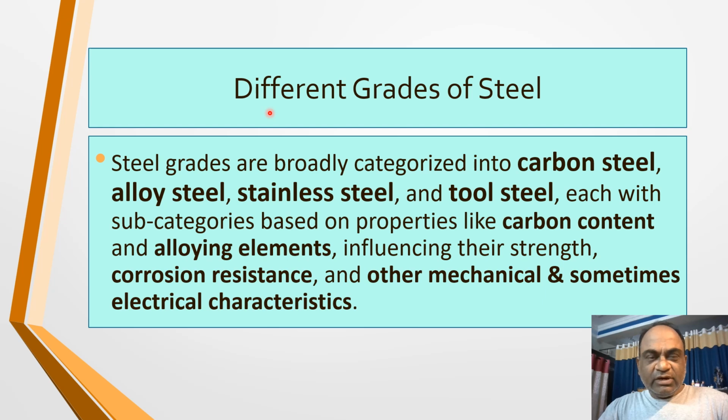Let's now understand different grades of the steel. Steel is produced in different grades. Steel grades are broadly categorized into carbon steel, alloy steel, stainless steel, and tool steel, which are the basic types, each with subcategories based on properties like carbon content and alloying elements, influencing their strength, corrosion resistance, and other mechanical and sometimes electrical characteristics.